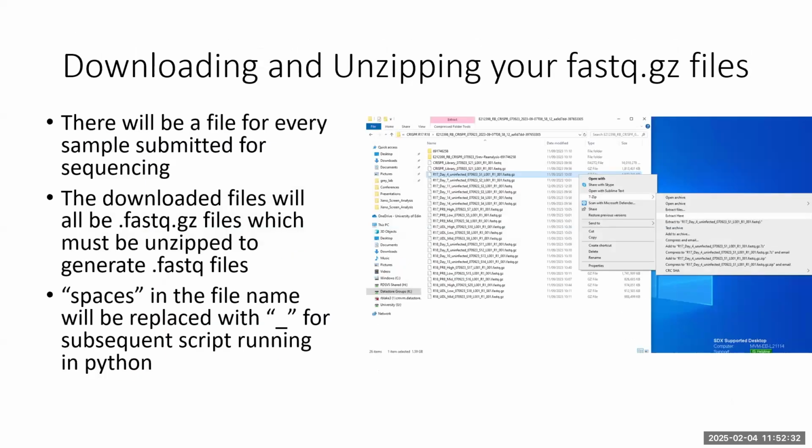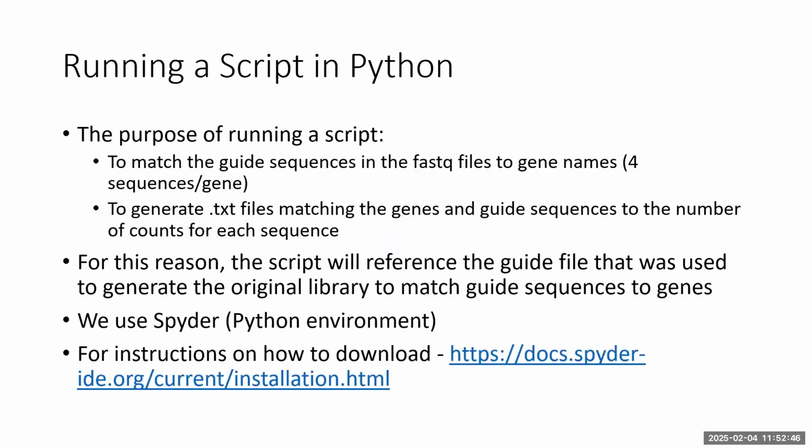Yeah, so this is just the part about downloading and unzipping the files. When you download them, it's a FastQ GZ, which will tend to be a big file, but the unzipped one's even bigger. It tends to be, I think, around about 10 gigs, something like that.